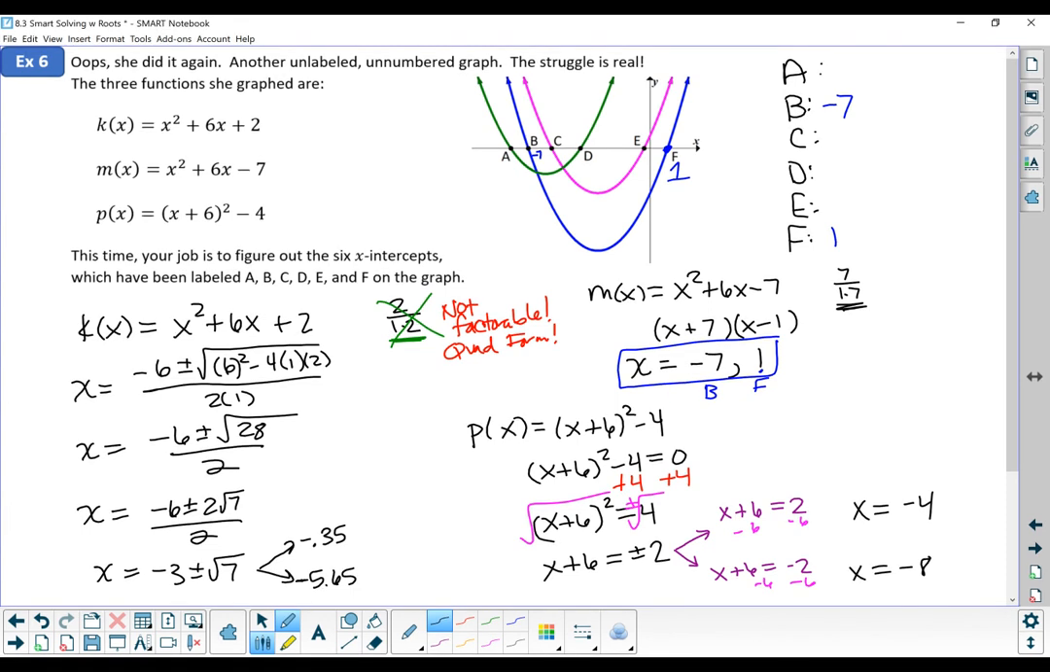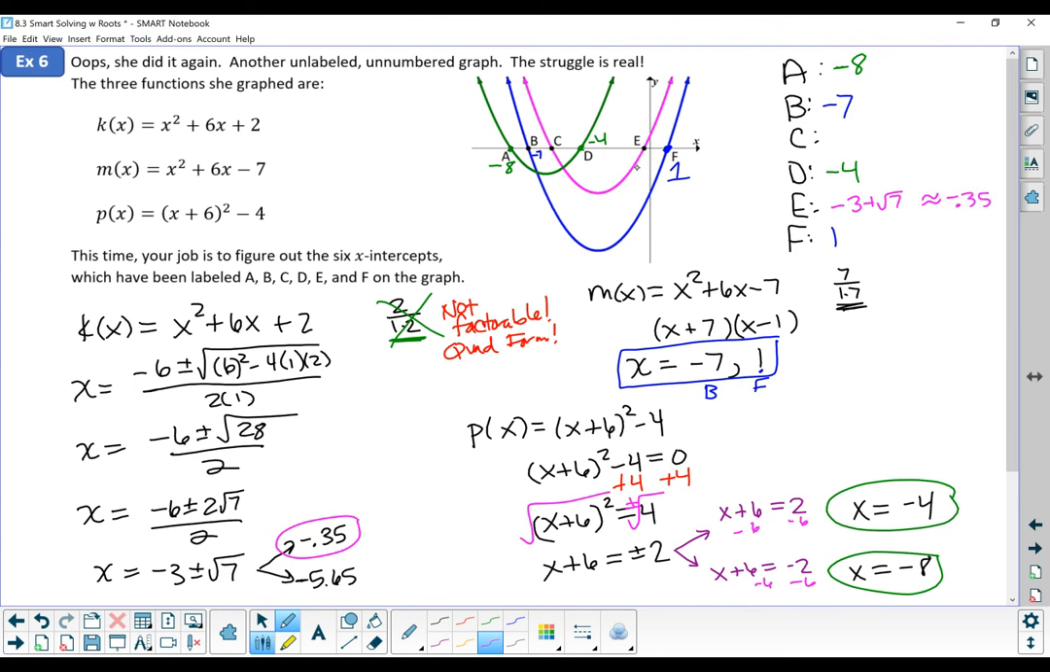Okay, so look, we have A, C, D, and E left to label. We know B is -7, so that means A has to be -8. And that means the other zero on that parabola, the D, has got to be the -4. And if we look at the first two that we found, -0.35, that's got to be E. And I'm going to write it in its radical form. So that's -3 plus √7. I'll write the approximation there too.